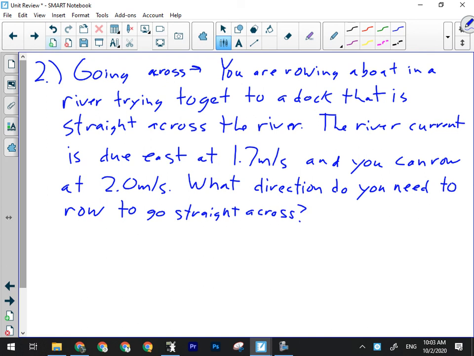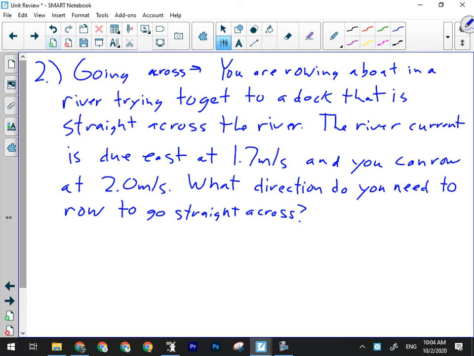A going across question is almost always going to ask you about a heading. What direction do you need to go in order to end up going across? It's always worded differently. It refers to going across, being straight across, ending up straight across, something like that. Never mentions that in a rowing across question. It just says you're rowing that way.